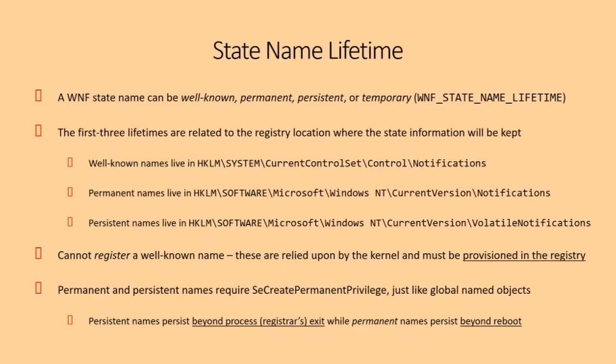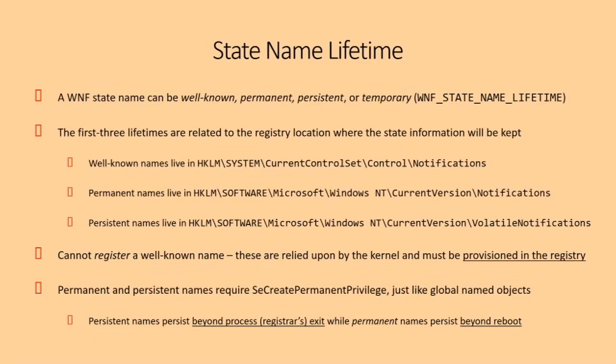WNF state names have a lifetime, and there are three main lifetimes that are used: well-known names, permanent names, and persistent names. And then there's a fourth type of lifetime, which is a temporary name. Now, well-known names are actually in the registry, and they're published and basically created when the Windows installation media is created. So these are in a header file at Microsoft, and they basically get added to the registry. Permanent names are names that can be registered after the fact. They're also stored in the registry.